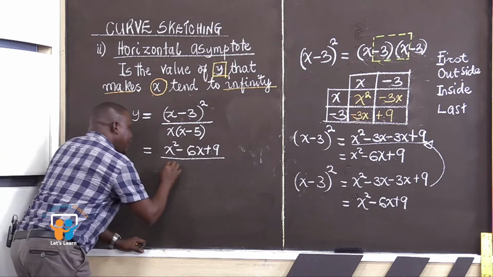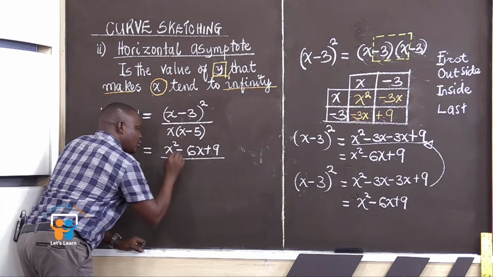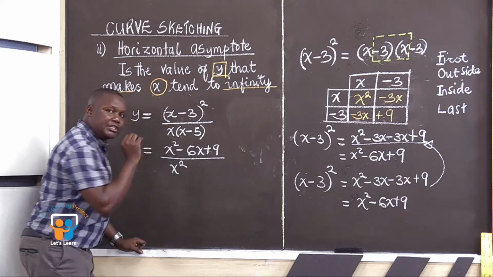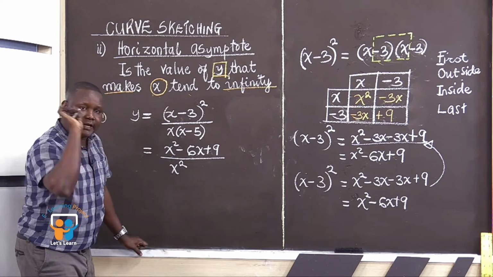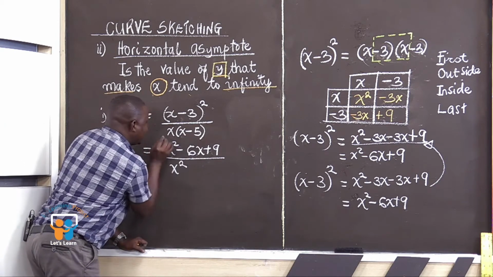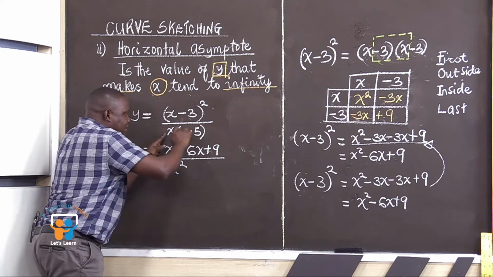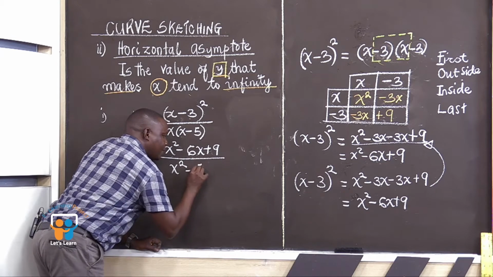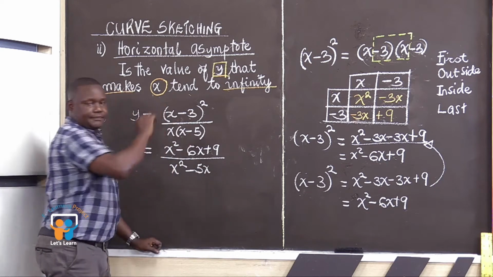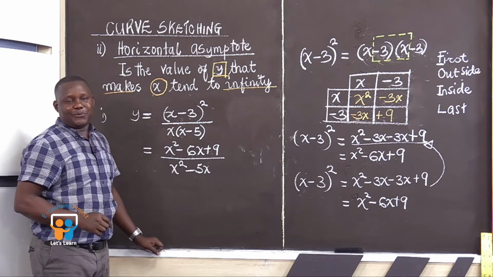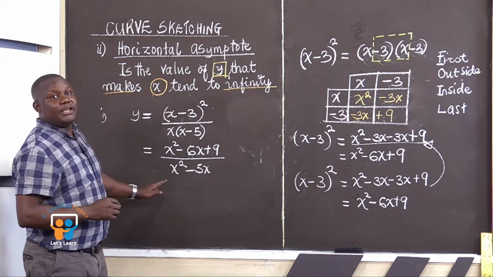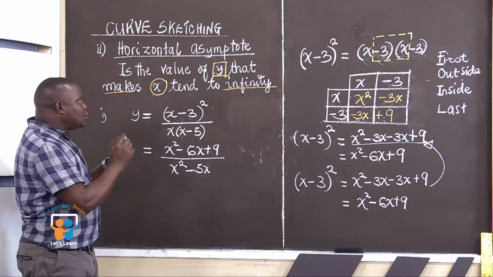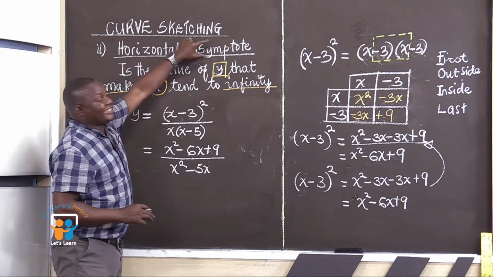We have x times x is going to give us what? X squared. Very good. Then we have the minus. Remember, this is positive x and this is negative 5. Multiply the 2, you get negative 5x. Wonderful. This, ladies and gentlemen, is what you need to have if you're going to handle horizontal asymptotes.